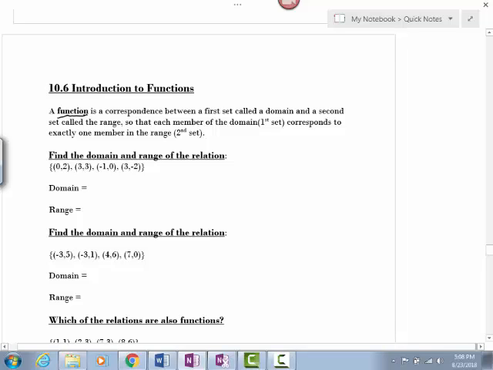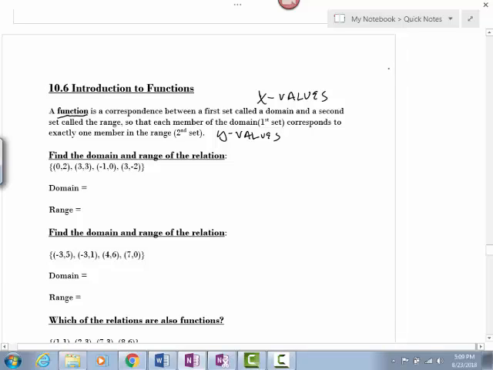is a correspondence between a first set, which we call the domain. The domain is going to refer to the set of all the x values, and the second set, which we call the range, and the range is going to be the set of the y values. Okay? So the directions here say, let's find the domain and the range of the relation.